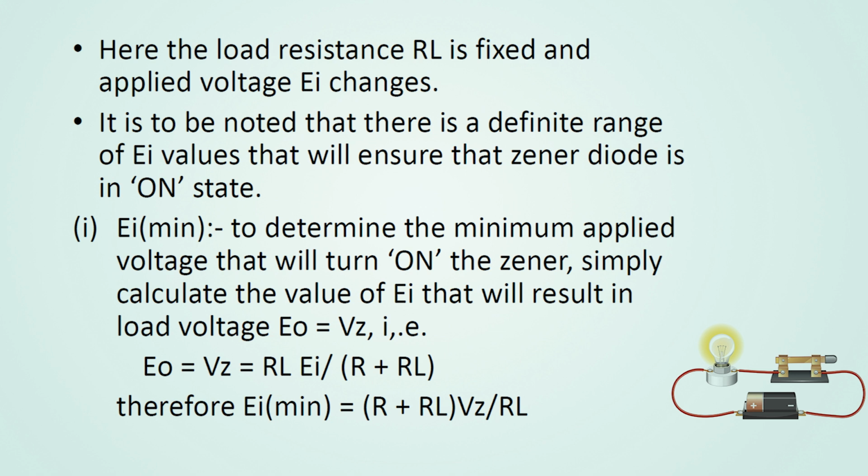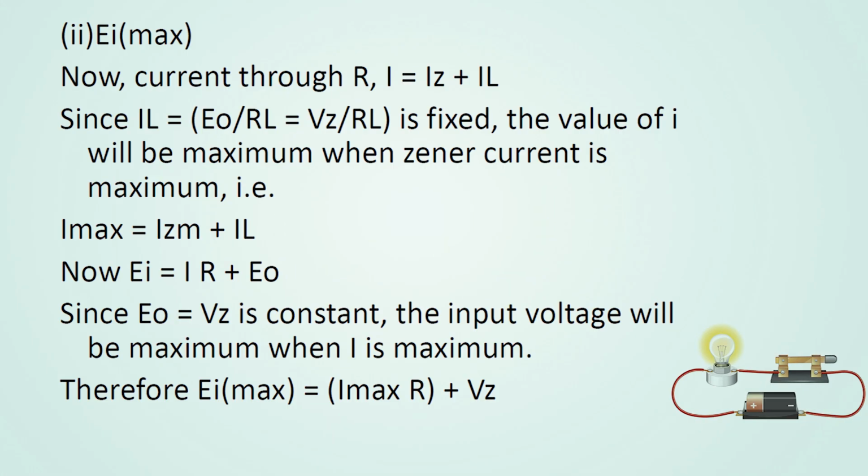So, E naught will be equal to Vz, and from the circuit the expression comes out to be RL into EI divided by R plus RL. Therefore, the minimum value of EI will be equal to R plus RL into Vz divided by RL. Now, the maximum value of EI, denoted by EI max.